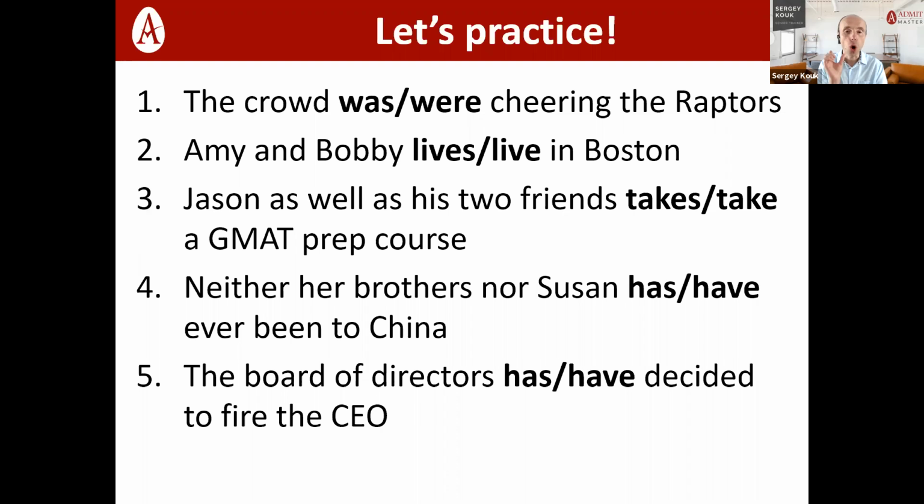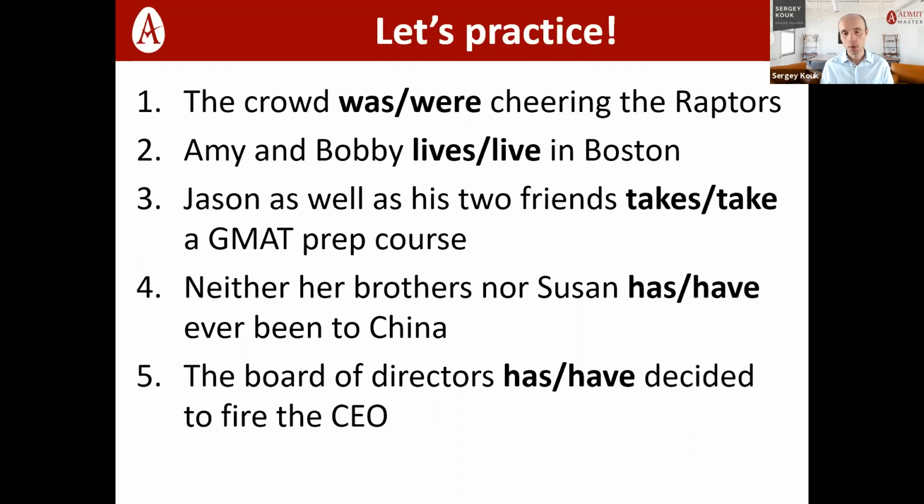But because we're using or, we don't actually know who's been to China. Could be either of them. And because of that, there's some uncertainty about what verb we should really use. And that is why there is a rule. And the rule is one that I've never learned in school. It's a very strange rule. The rule says that if you have this sort of structure, either or, neither nor, and we're not sure if one of these potential subjects is plural and one of them is singular, we should match the verb with whatever subject is closest to that verb.